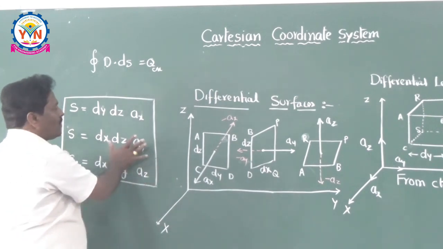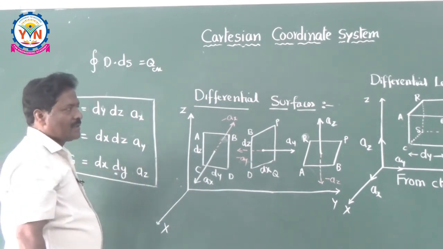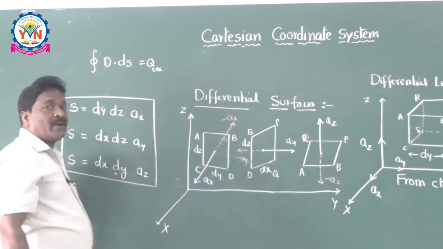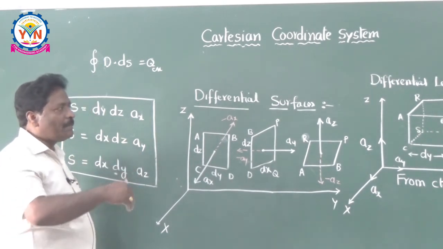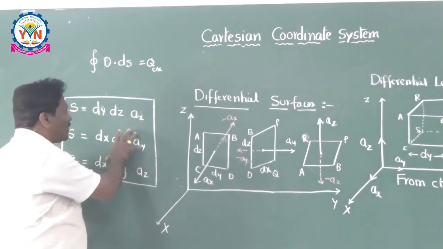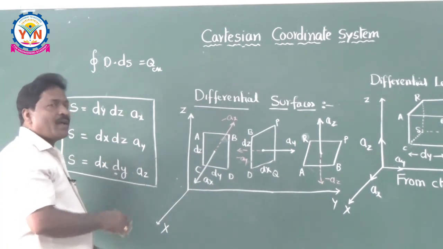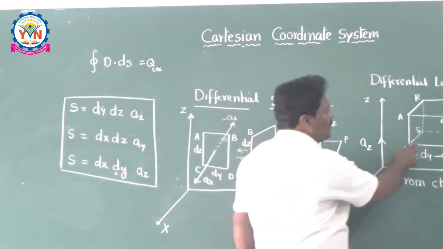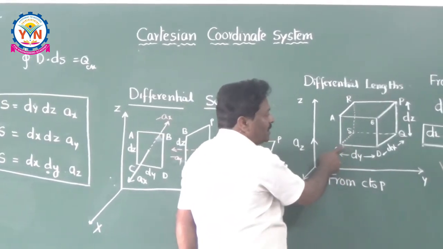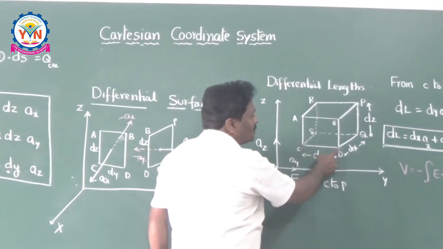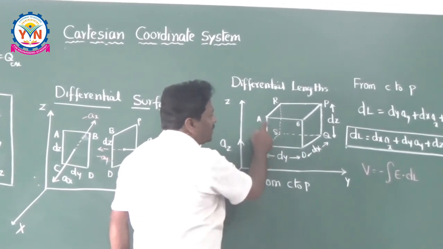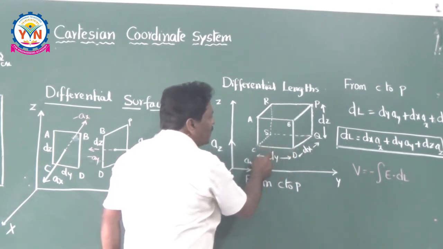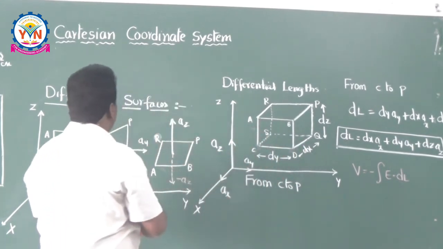So this is about your differential surfaces. You know differential length, you know differential surface, but finally the most important thing is you have to know about differential volume also. Volume means length into breadth into height. What is height? dz. And this is dy, and this is dx. dx into dy into dz. That is the volume of the volume element.